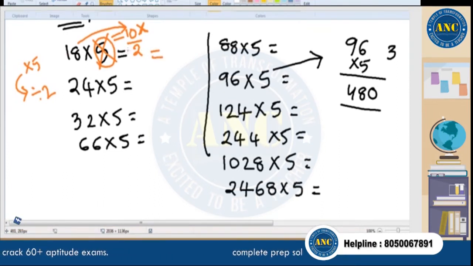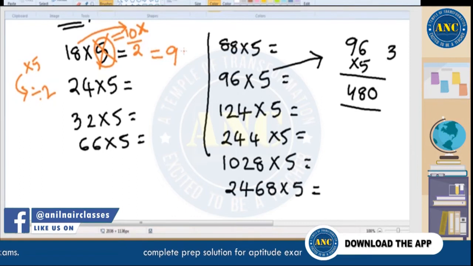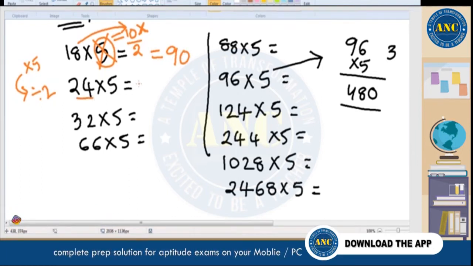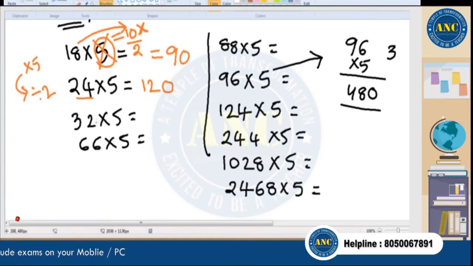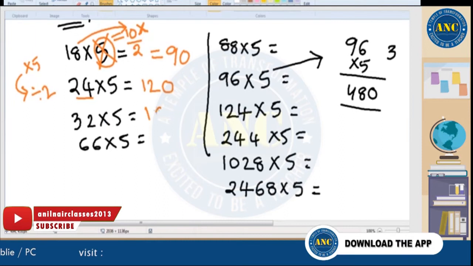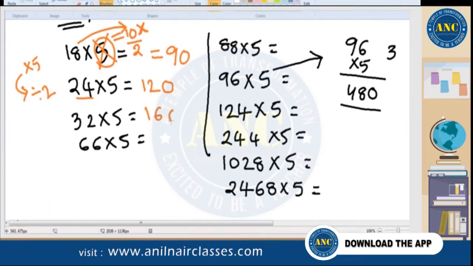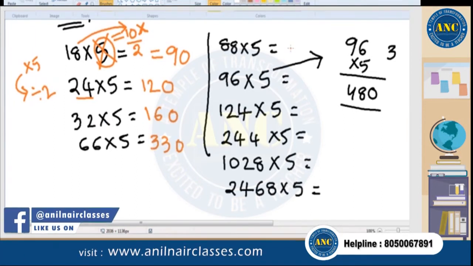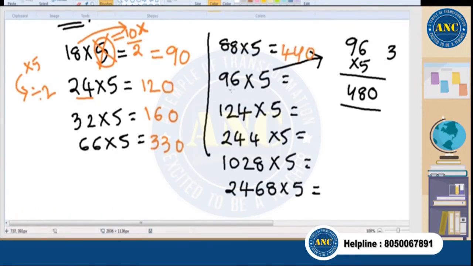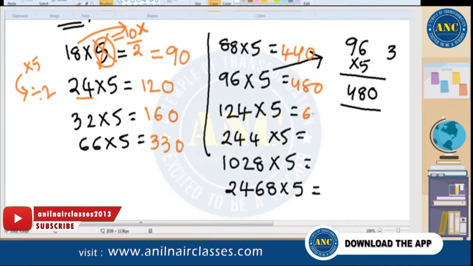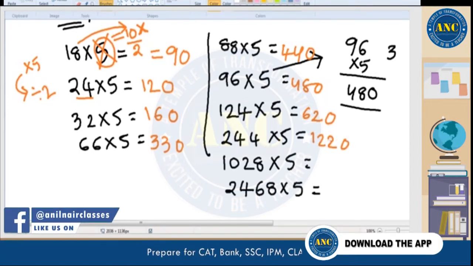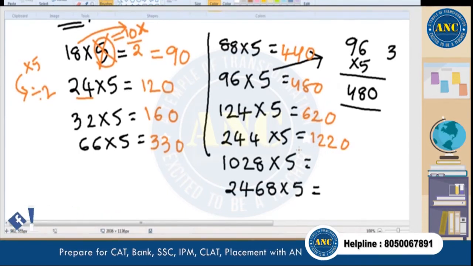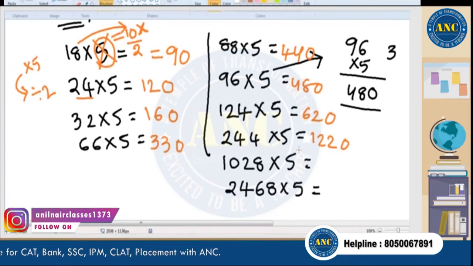Yes. Now divide 18 with 2. 9. Into 10 means 0. Divide 24 with 2. 12. Into 10 will be there. 0. Half of 32. Division with 2 means half of 32. 16. 0. Half of 66, 33. 0. Half of 88, 44. 0. Half of 96, 48. 0. Half of 124, 62. 0. Half of 244, 122. 0. Like this we can continue to any number, sir. You can continue it to any given number.